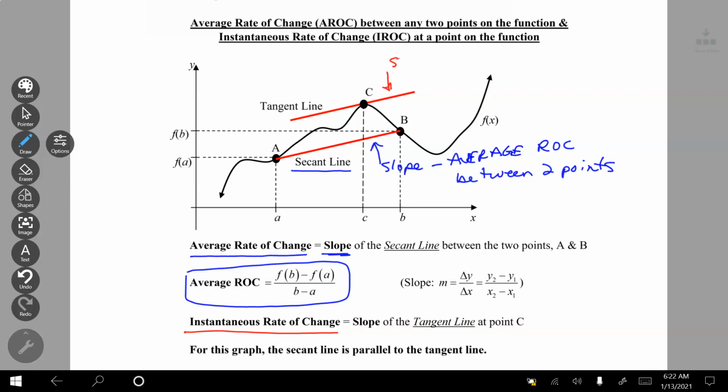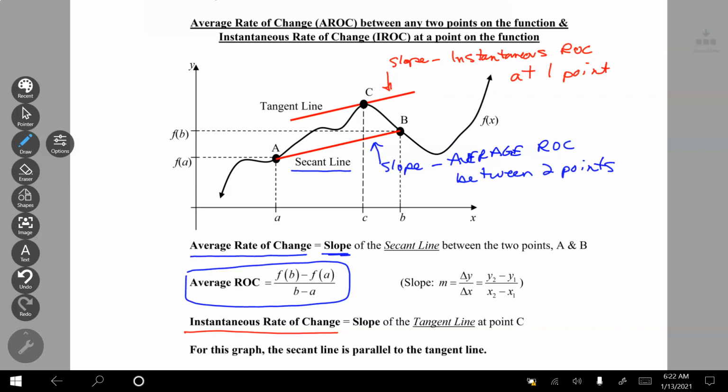On the top here is this tangent line, and the tangent line is an instantaneous rate of change. So this slope here is the instantaneous rate of change at 1 point, in this case, at point C. That tangent line is the tangent line just through point C.